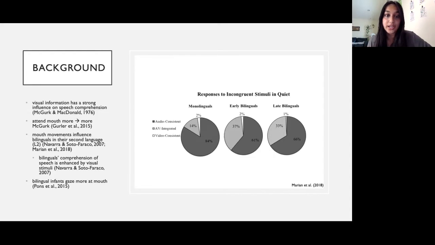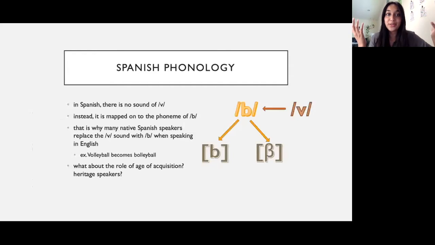And so, if you know me and my work, I'm interested in Spanish English bilinguals. And this really got me thinking, what's the role of visual information on Spanish English bilinguals? Specifically Spanish English bilinguals, because of the really cool differences between Spanish phonology and English phonology.